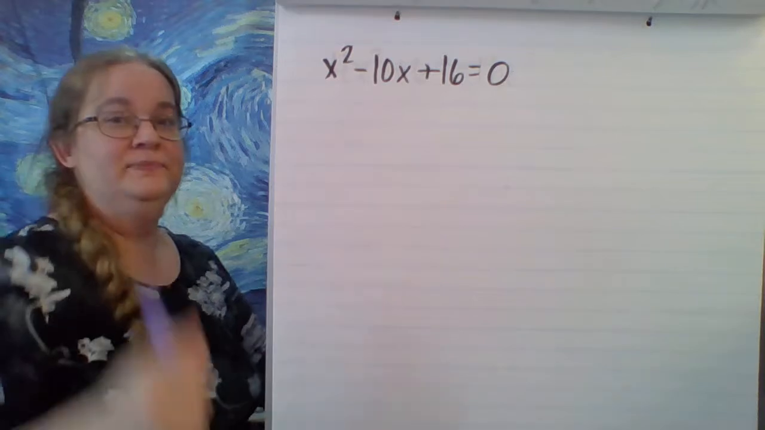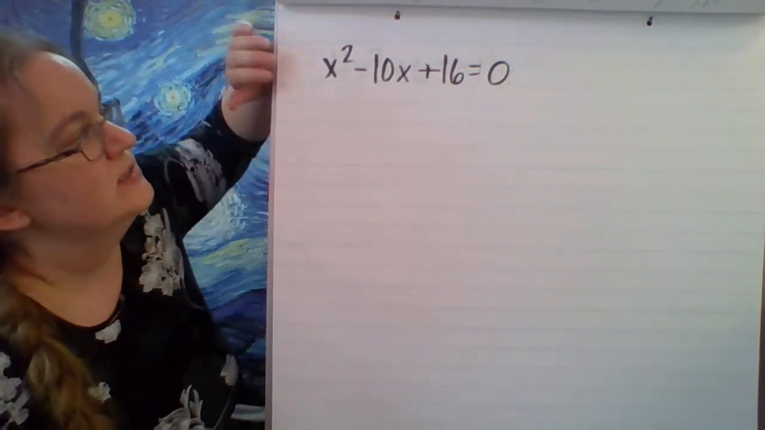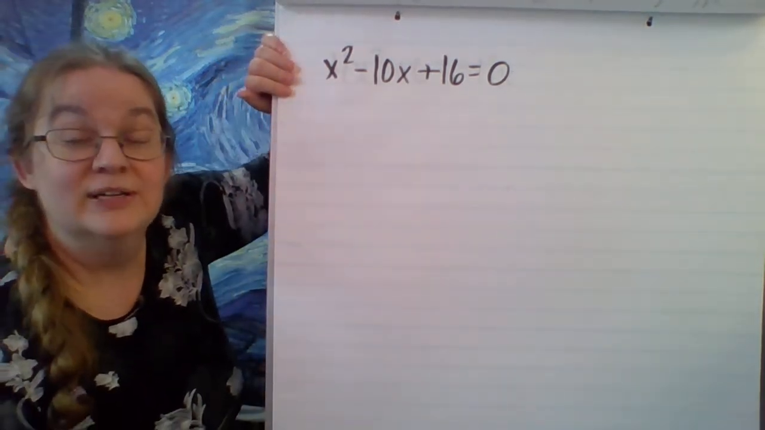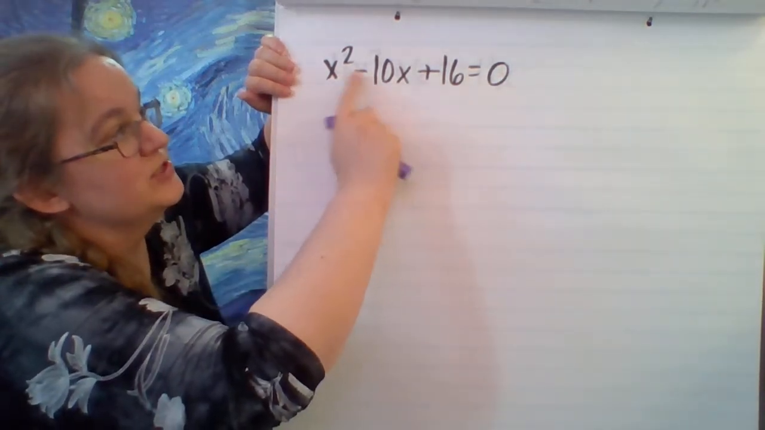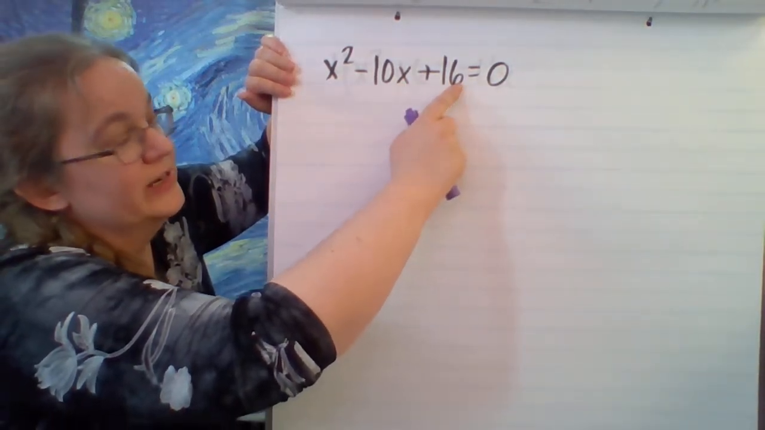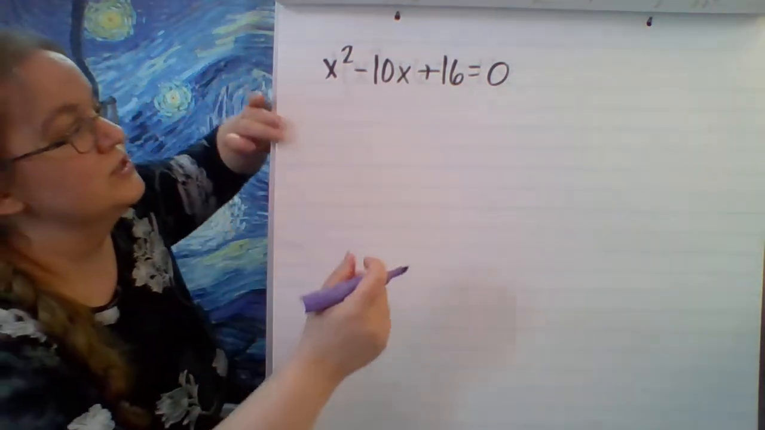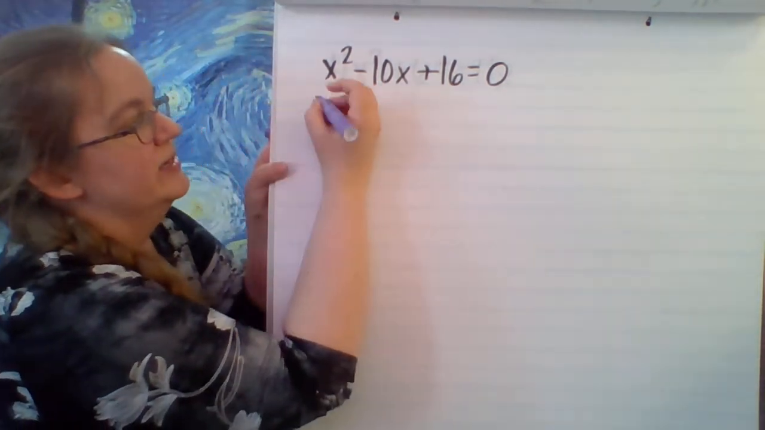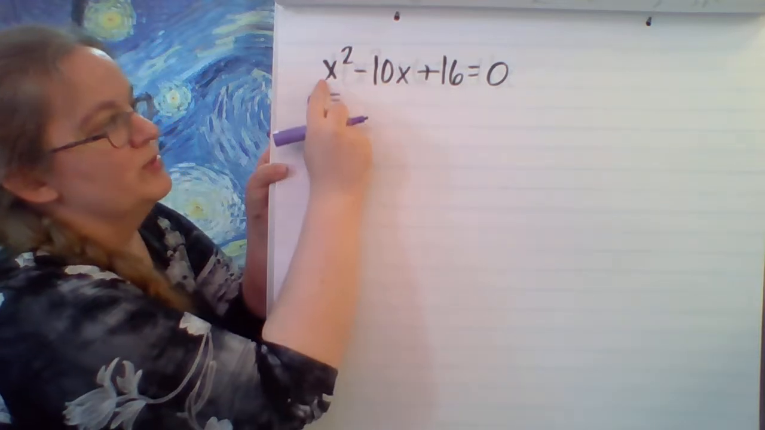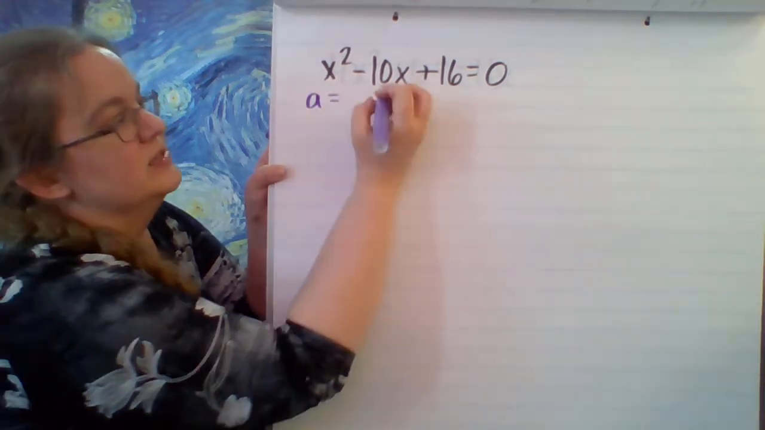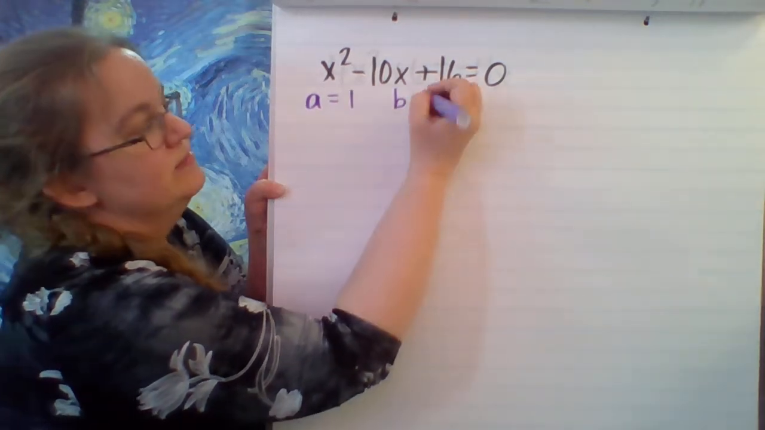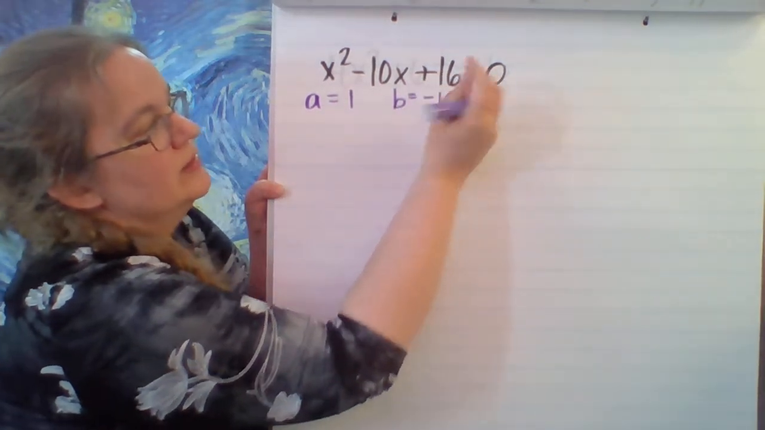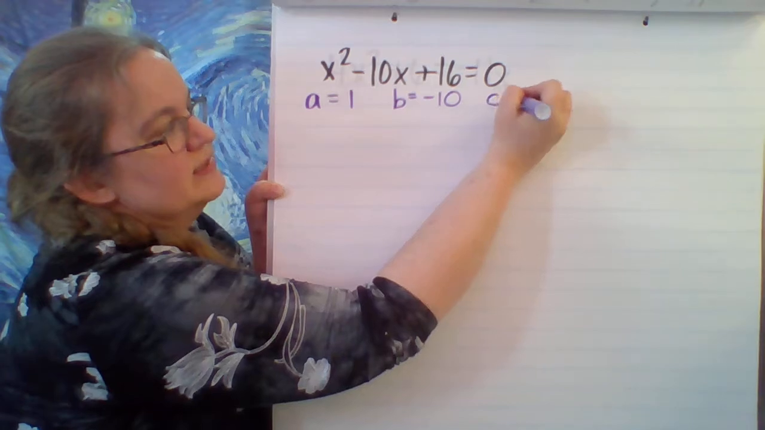All right. So if I take a look at this first quadratic equation, it's already in standard form. I already have it equaling 0. I have my square, my not square, and my constant. Okay. So the first thing I want to do is identify a, b, and c. Remember, when there is not a number that's listed, that's 1. So a is 1, b is negative 10, and c is going to be 16.